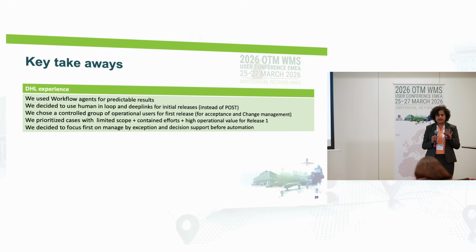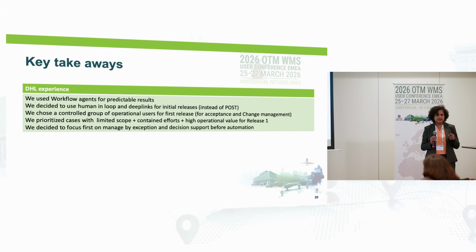We're not doing any post into OTM. We're just doing get and taking the data readily available for the users, and the users are in control. They can make those decisions. Then we chose a controlled group of operational users for the first release. This is for acceptance, for change management, and also because it is not context aware yet. In the next release, that will be solved.